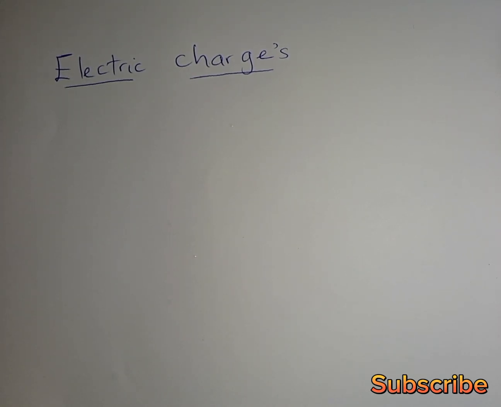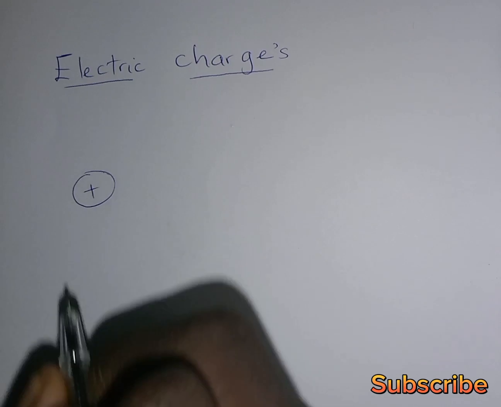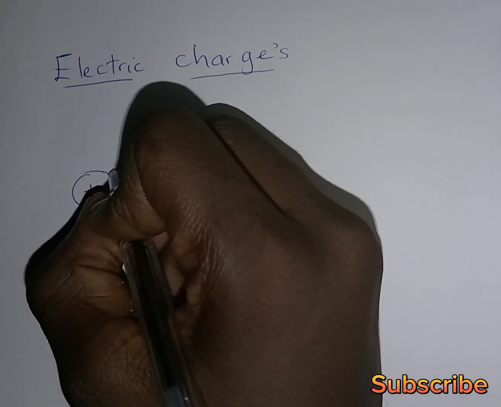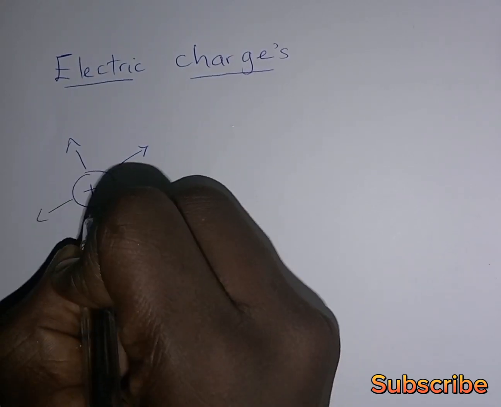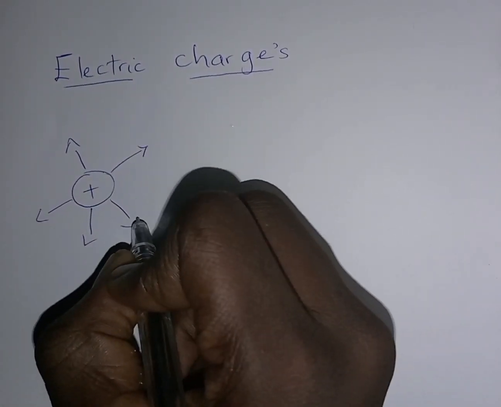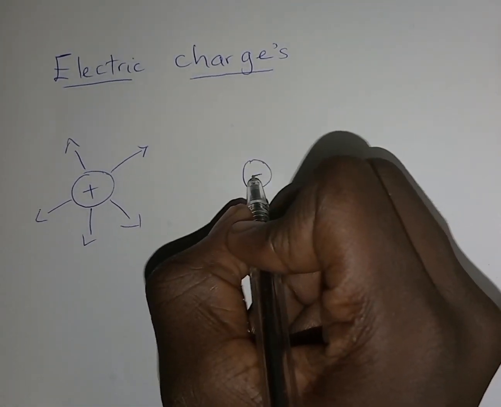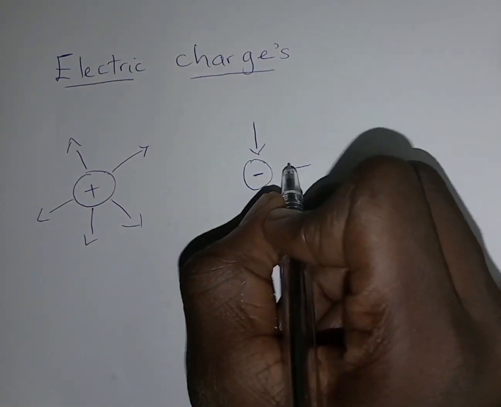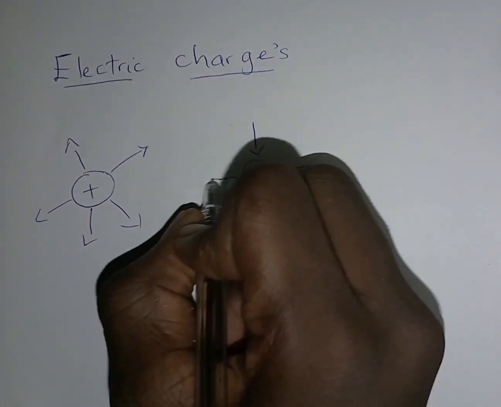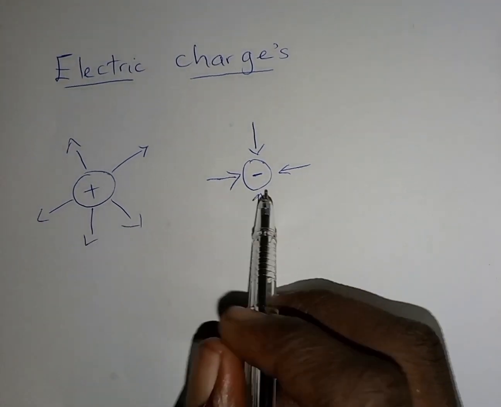The electric field around a positive charge is this. Let's say we have a positive charge. The electric field around it moves outward. Now, if you have a negative charge, the electric field around it moves inward. Are we together? So this is a positive charge, and this is a negative charge.